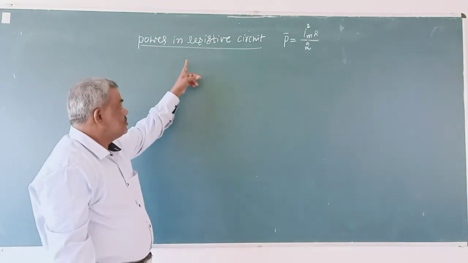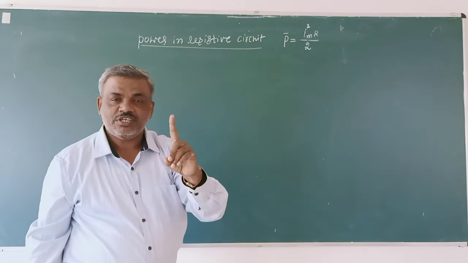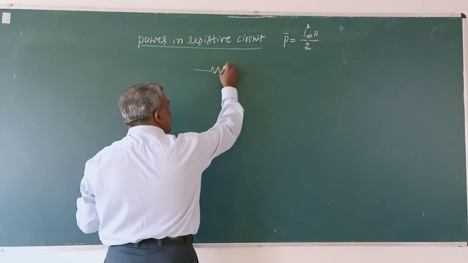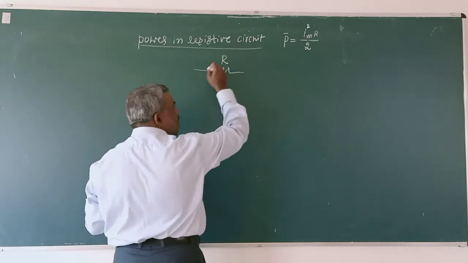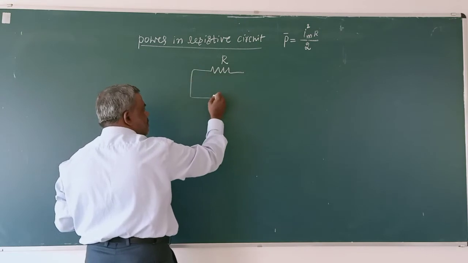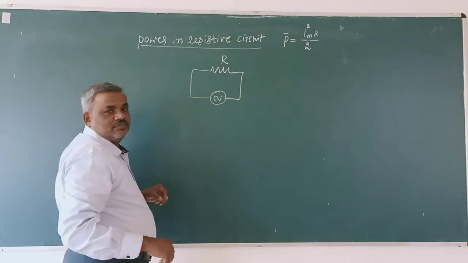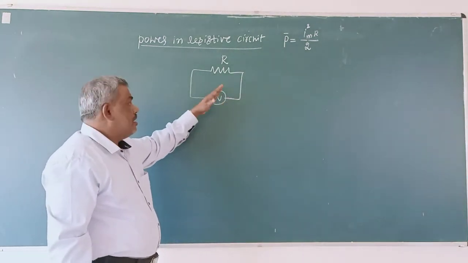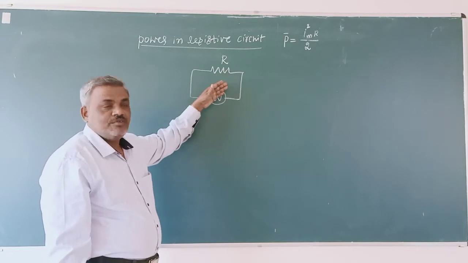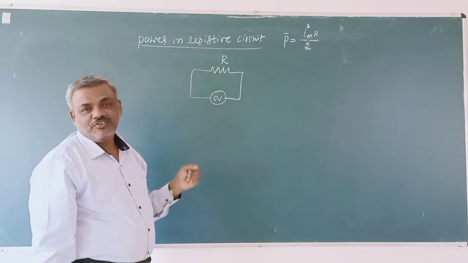What is a resistive circuit? The AC circuit containing only a resistor is called a resistive circuit. Now this is the resistor. This resistor of resistance R is connected in series with an AC source. The alternating voltage is applied to a resistor. The circuit which contains only a resistor is called a resistive circuit.